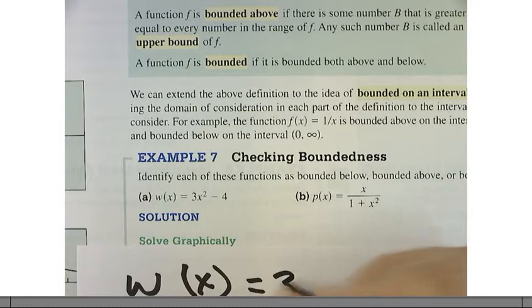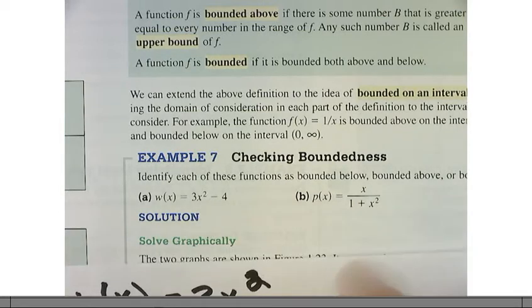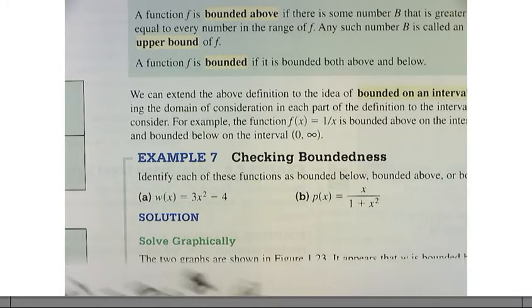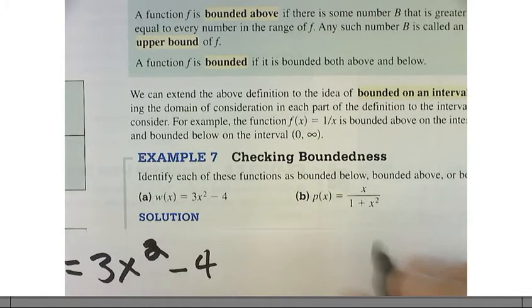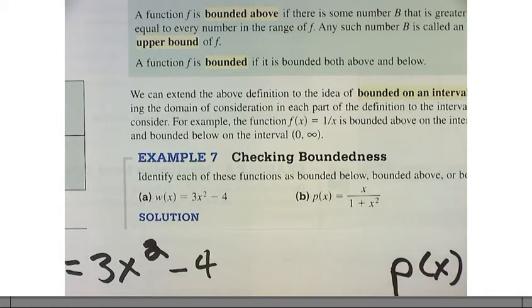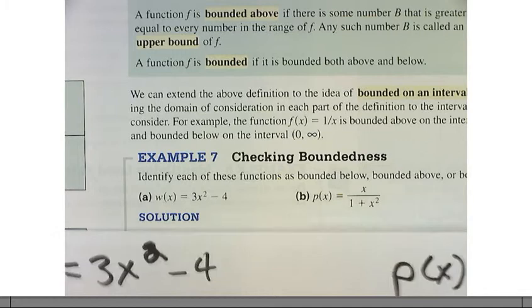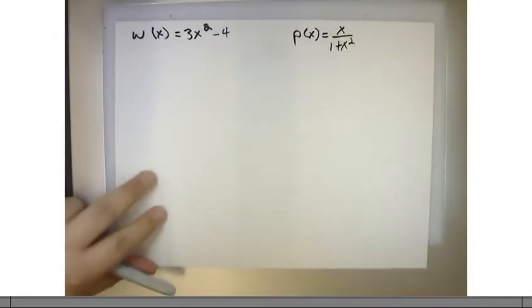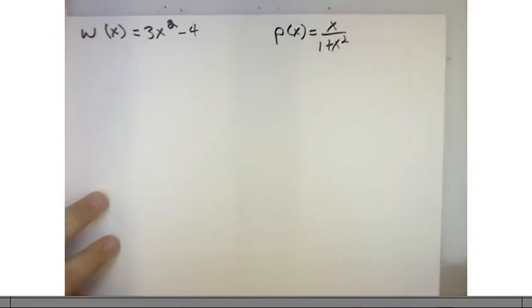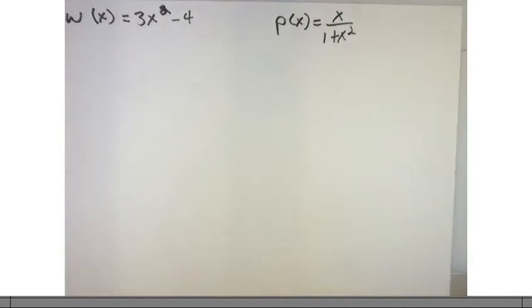So let me write these down. I'm going to find the boundedness of the function 3x squared minus 4, and then the boundedness of another function, which is x over 1 plus x squared. And so I just basically wrote those functions down. All right. And so what we're going to do is we could graph this, and then we've got to kind of show why it's bounded algebraically. Okay, so I have the two functions listed there.